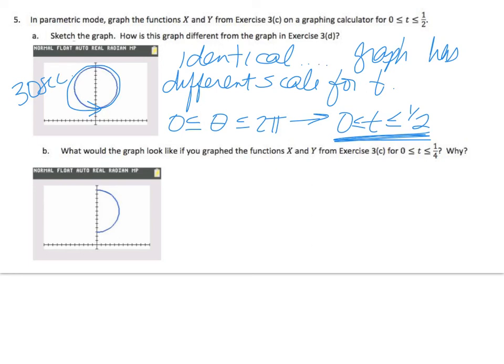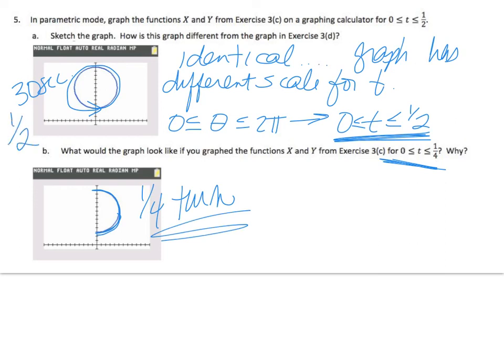What would the graph look like if you graphed the functions x and y from exercise 3C for 0 to 1/4? Well, that is 1/4 of a turn. If we can do half a minute and do a full turn, then 1/4 of a minute will only be a half turn. Let me fix my mistake. Half turn in a 1/4 of a minute.